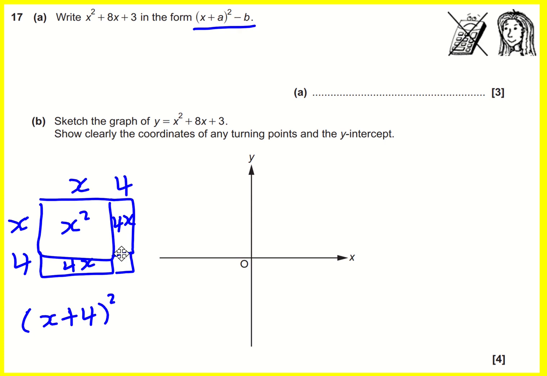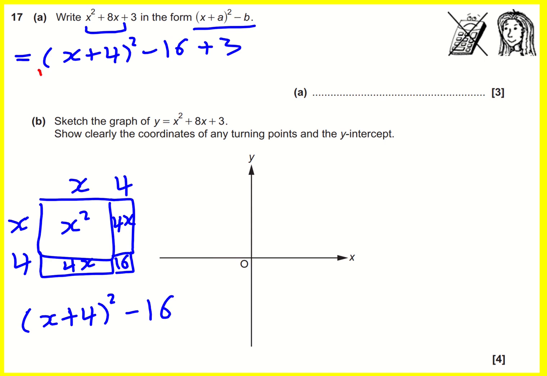squared, except I don't, because I've got this missing bit. This missing bit is 16 because it's 4 times 4. So what I have with my x squared plus 8x is this x plus 4 all squared, but then I'm going to have to minus the 16 to get rid of it and just leave me with my x squared plus 8x essentially. So I can write that this is equal to x plus 4 squared minus 16, and then I still need to add my 3 at the end. But my point is that x squared plus 8x can be written as this.